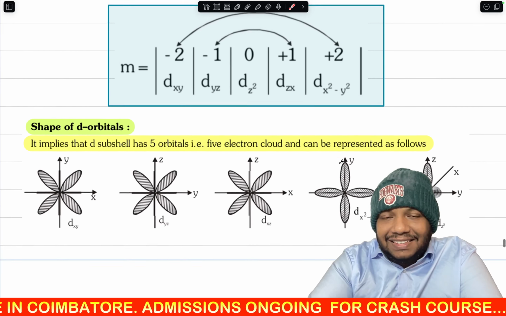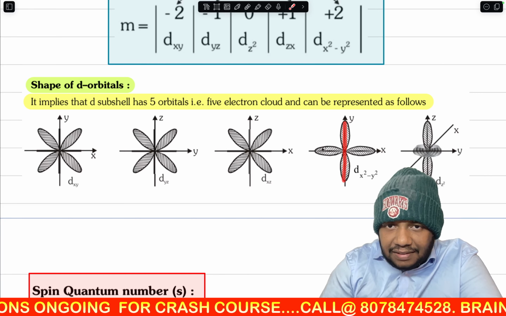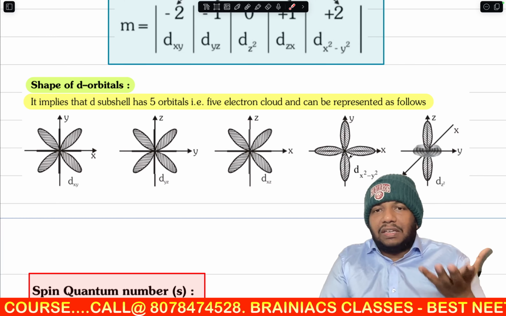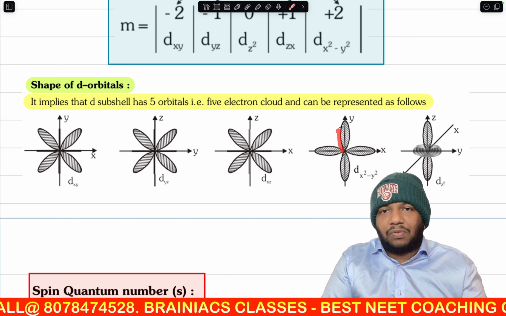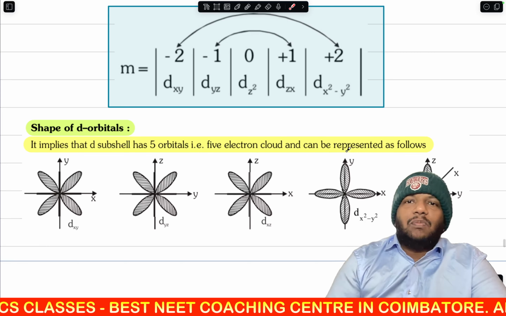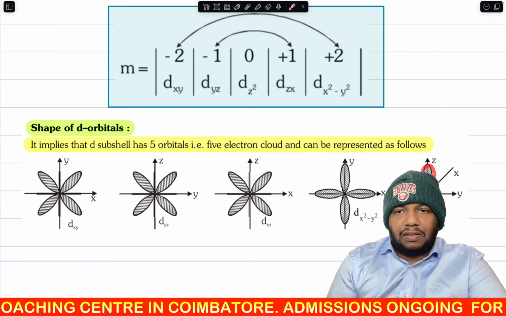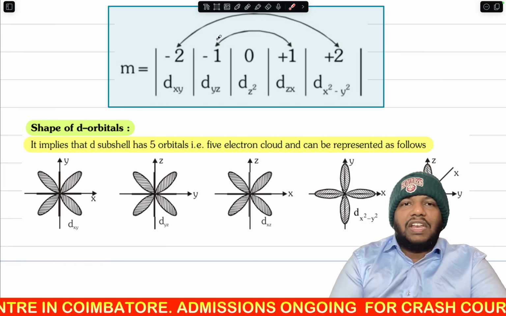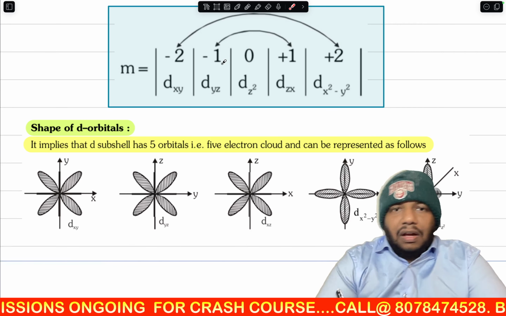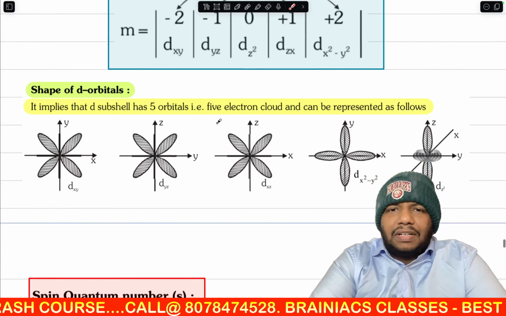Now the next one is x square minus y square. It's very important. Here you can see the orbital is located along the axis, along the x and y axis. They can ask you one question: in which of the following d orbitals is it expanded along the x and y axis? I can say dx square minus y square, and this will come when the m value is plus 2. And the last one, dz square, is also very important, and it is also present along the axis. This will come when the m value is equal to 0. I hope it is clear for you.